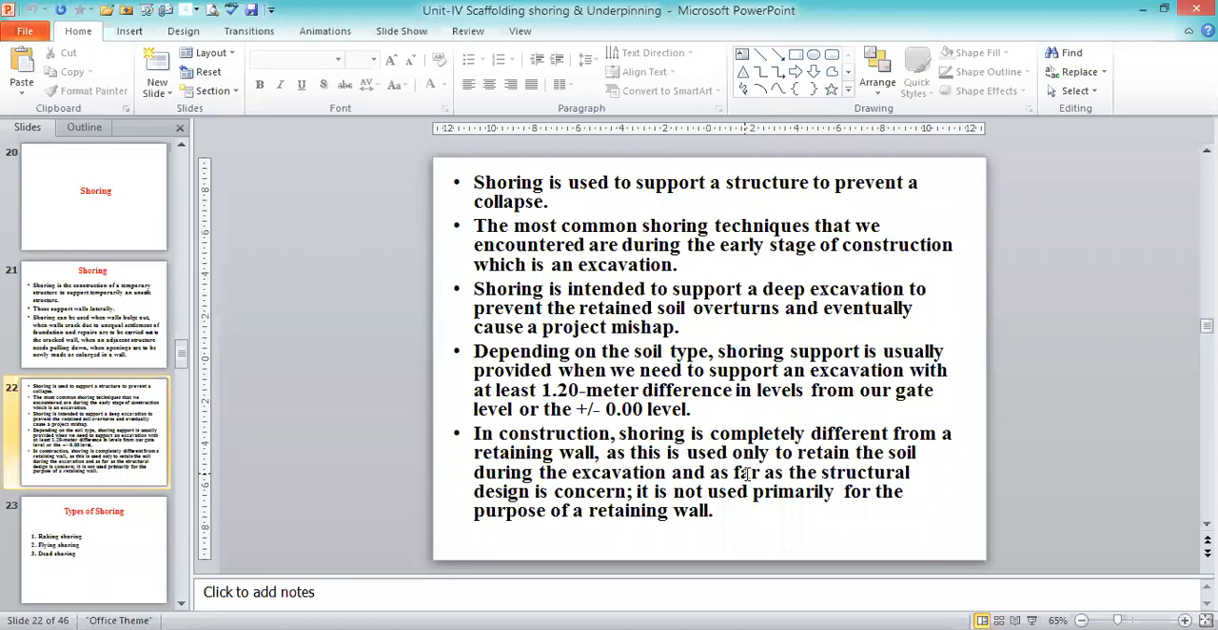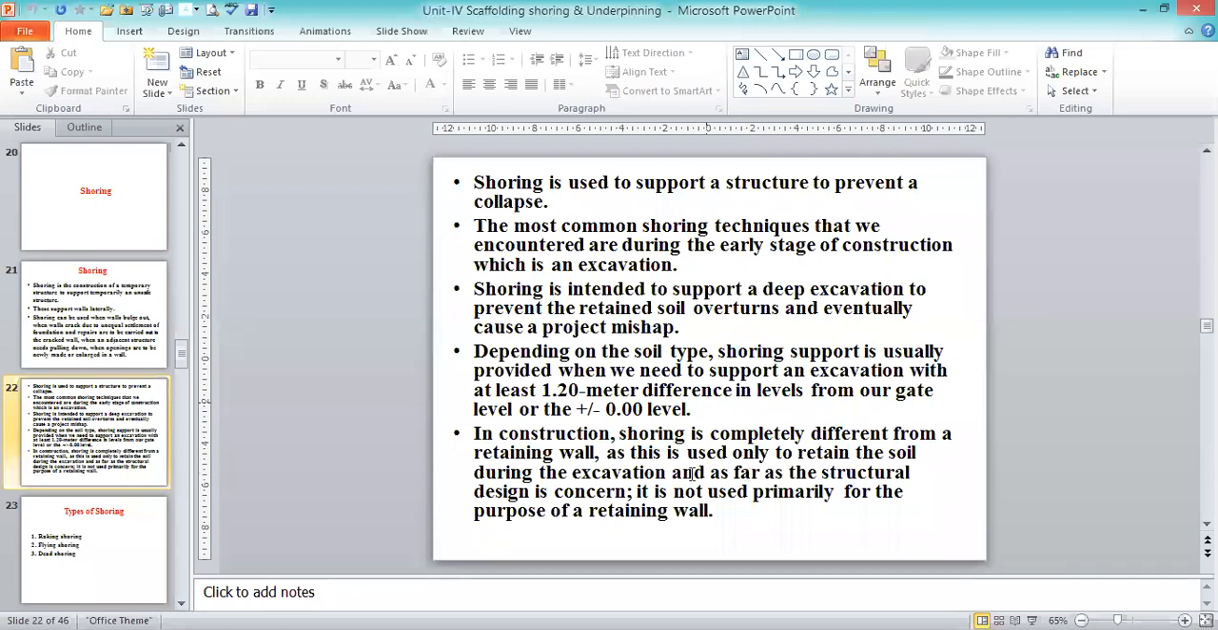I already told you that a retaining wall is different and shoring is different, as shoring is used only to retain the soil during the excavation. As far as the structural design is concerned, it is not used primarily as a retaining wall. It is only to support the soil so that it does not fall down, and once the construction is completed, we remove the temporary support.